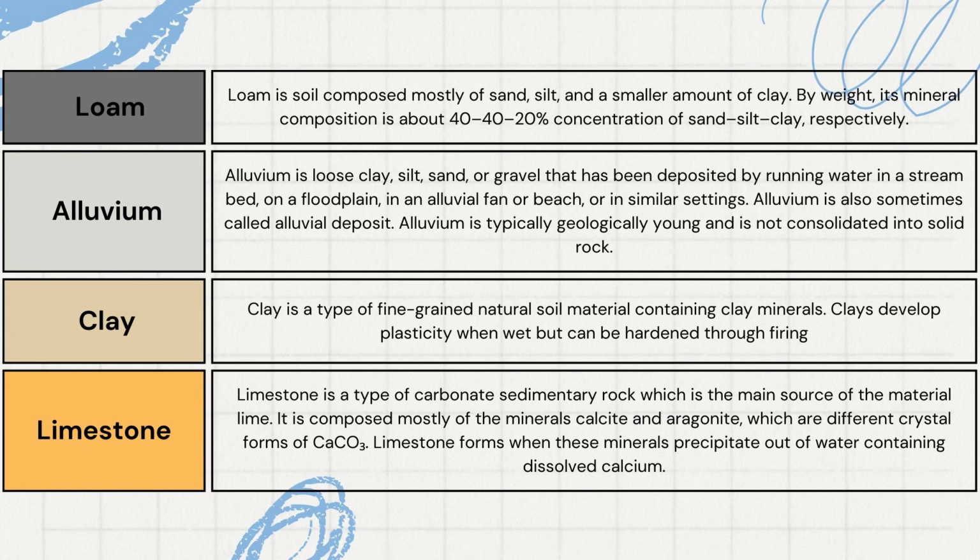Alluvium is typically geologically young and is not consolidated into solid rock. Next up is clay. Clay is a type of fine-grained natural soil material containing clay minerals. Clay develops plasticity when wet, but can be hardened through firing. Lastly, we have limestone. The primary source of lime is limestone, a kind of carbonate sedimentary rock. The minerals calcite and aragonite, which are distinct crystals of CaCO3, make up the majority of its composition. When these minerals separate from water, they dissolve calcium, so it is limestone.